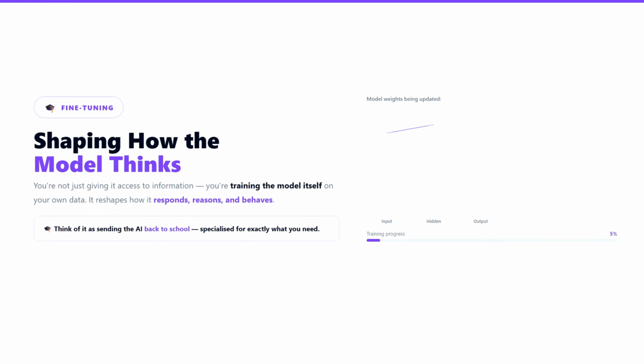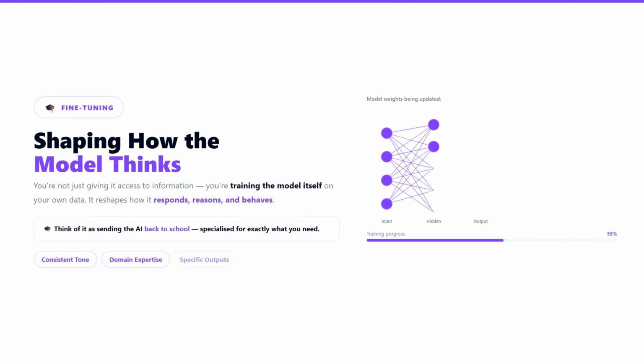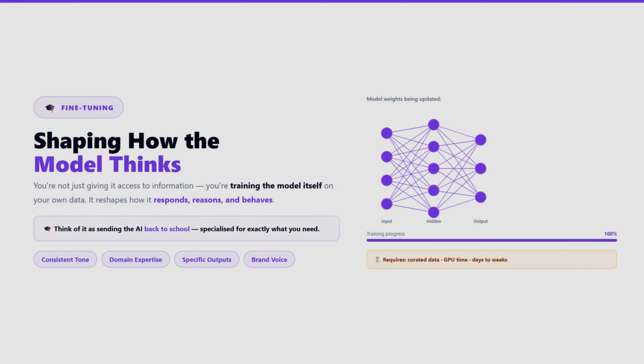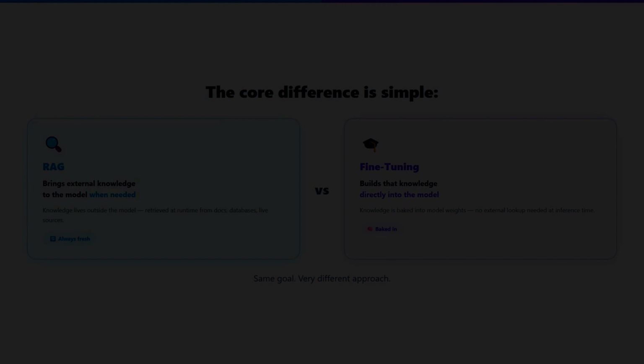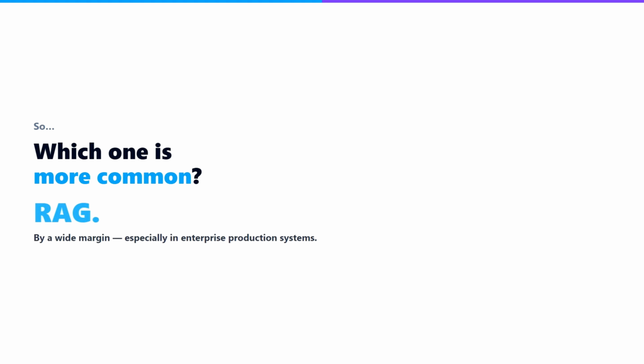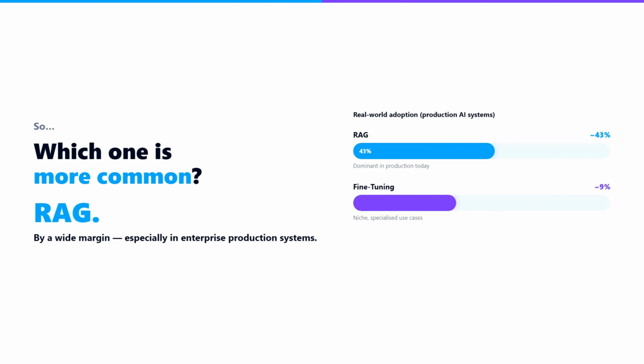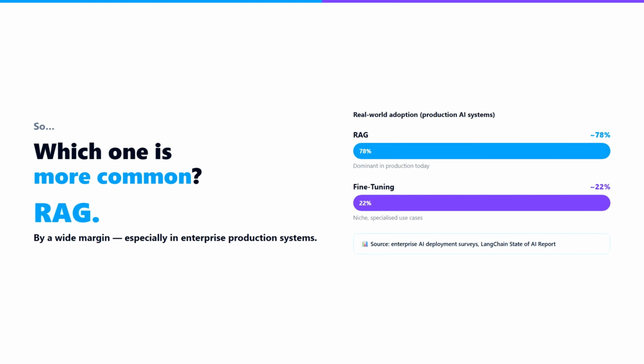And now let's talk about fine-tuning. Fine-tuning is different. Fine-tuning is about training the model itself on your data. You are not just giving it access to information, you are shaping how it thinks, how it responds, and how it behaves. This is useful when you want a consistent tone, domain expertise, or very specific output.